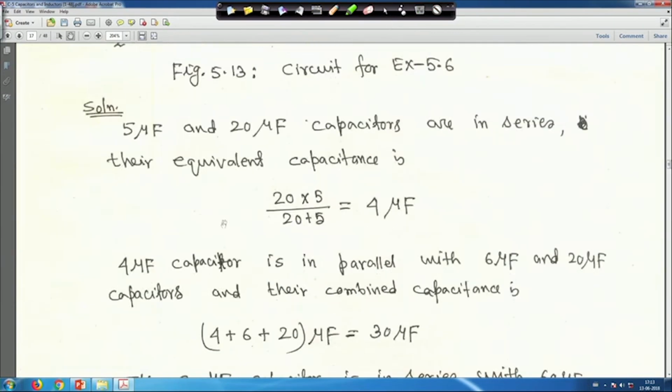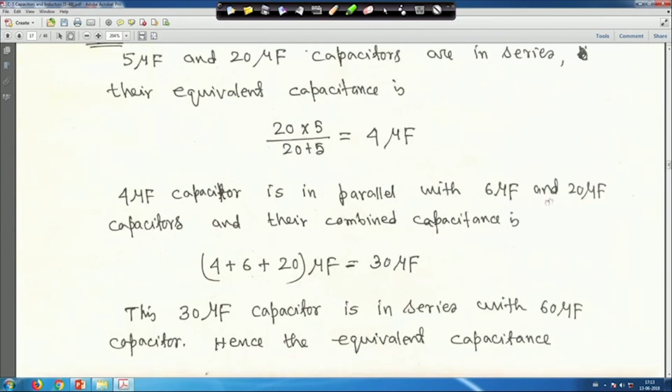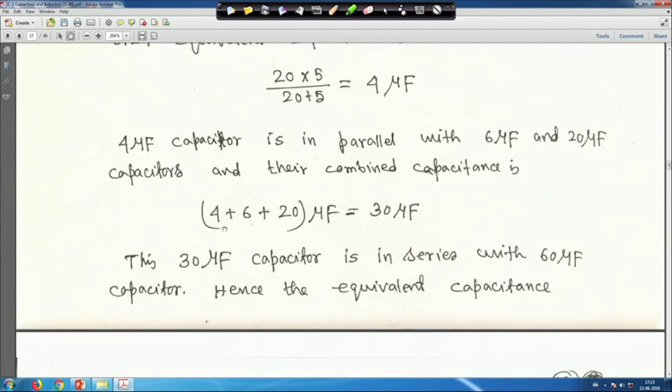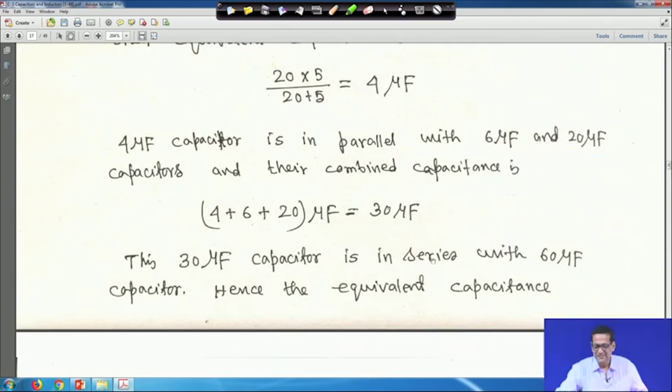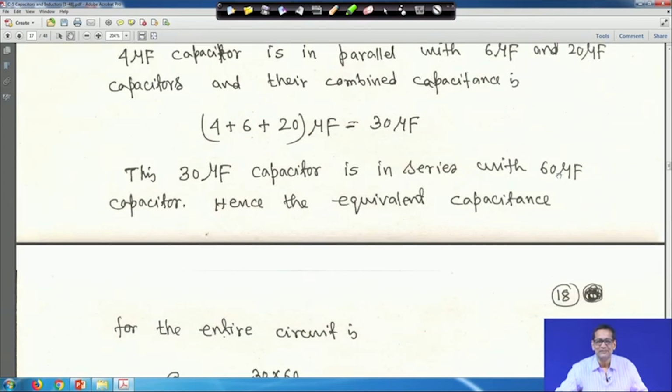If you look into this, 20 and 5 are in parallel, so it will be 4 microfarad. Now, 4 microfarad is in parallel with 6 microfarad and 20 microfarad capacitor, all are written here, and their combined will be 30 microfarad. You add them up. Now, 30 microfarad capacitor in series with 60 microfarad capacitor.